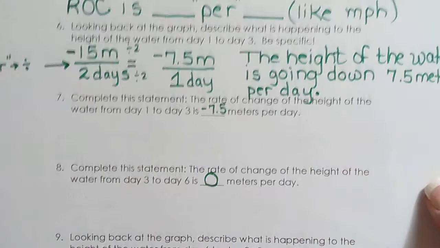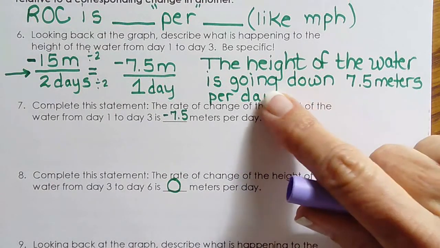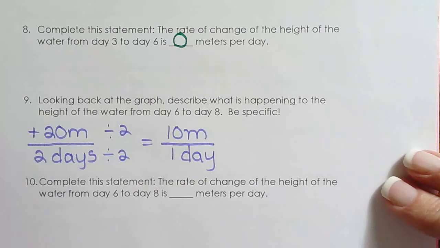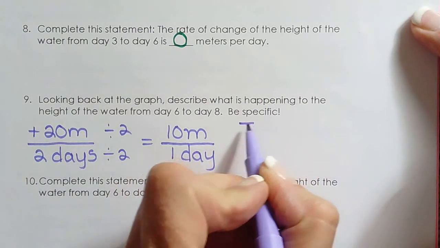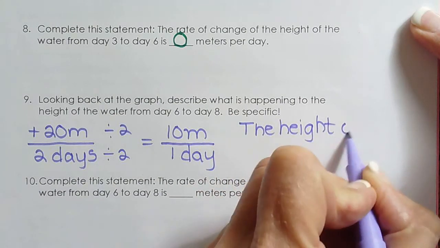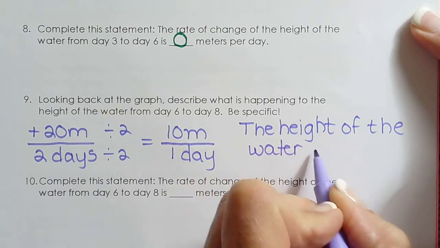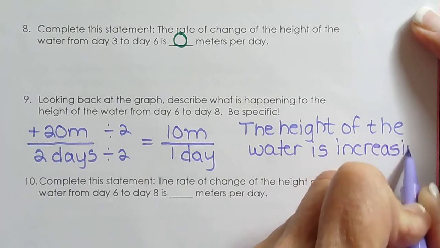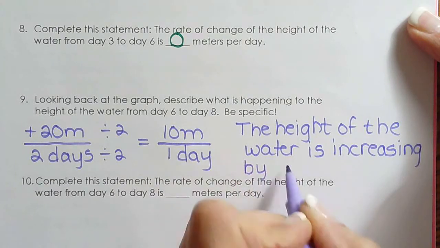So then we do the same thing we did above and we write a sentence. This time we would say increasing or going up 10 meters per day. So let's use increasing. That's a little bit nicer word than going up, going down. So the height of the water is increasing by 10 meters per day.